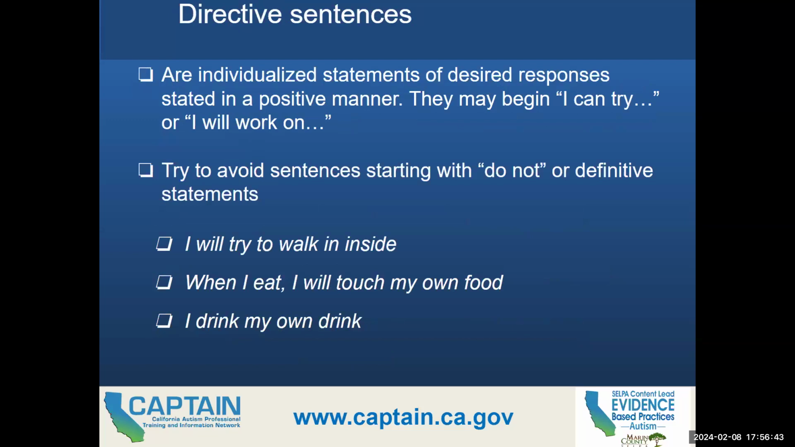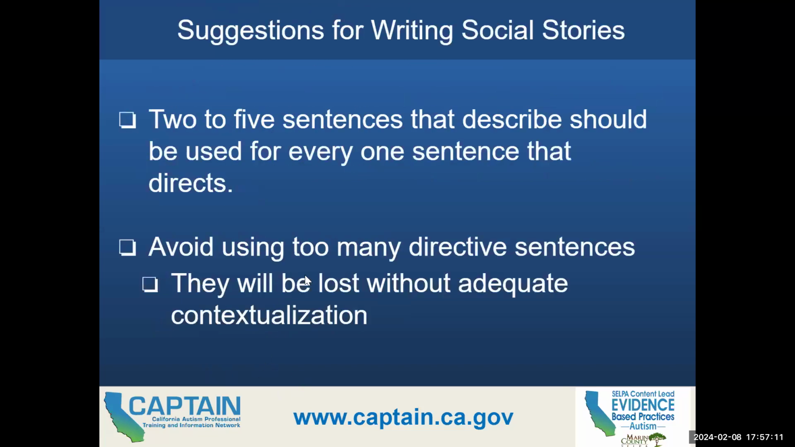If you want kids to walk inside and you show them a picture of kids running and say, "we don't run," they start running. More likely than if we show them a picture of kids walking and say, "we use walking feet." So we really want to make sure that we have positive directive sentences. I will walk inside. I will drink my own milk, right? So we want to keep them positive. Let's go to the next slide.